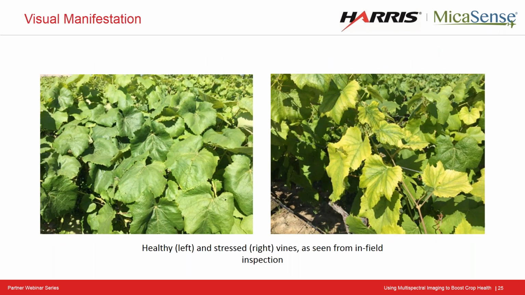Bringing it back to a more physical representation, we can see here on the left-hand side of the screen, these were regions that were in those bright green portions of the field. So this is nice, happy vegetation. And then on the right-hand side, we have a change in pigment, and we can see that these are the regions that are having some of those potassium deficiencies.